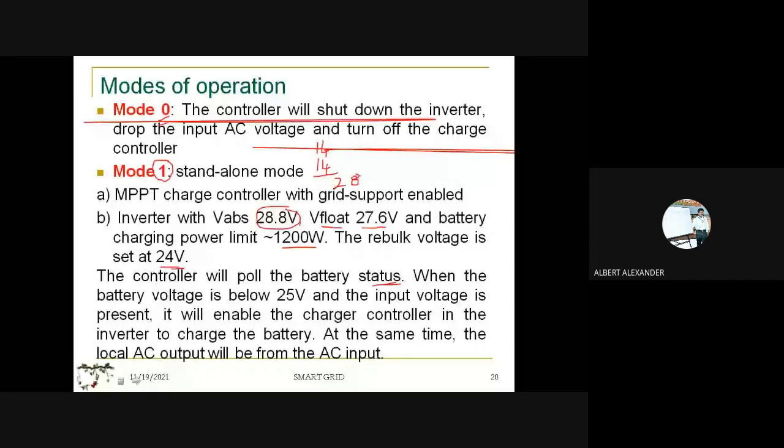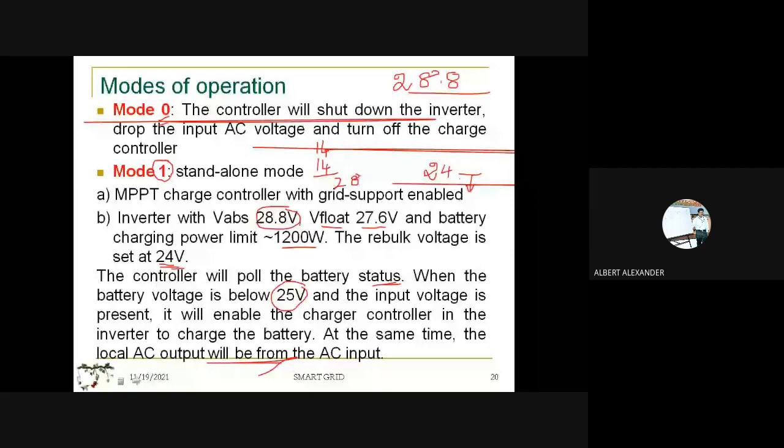So when the battery voltage is less than 25 volt, the input voltage is present, and it will enable the charge controller to charge the battery. We can get various cases at that particular point. At the same time, the local AC output will be from the AC input. So that is the normal operation. We are going to fix a point: even when the battery voltage is 28.8 volt absolute, we are fixing the voltage as 24. So whenever the voltage is lesser than 24, I need to enable the charge controller to charge the battery.